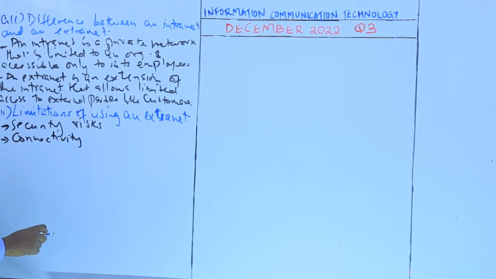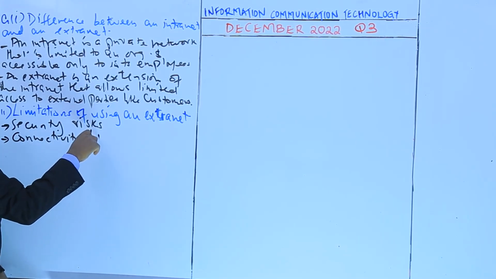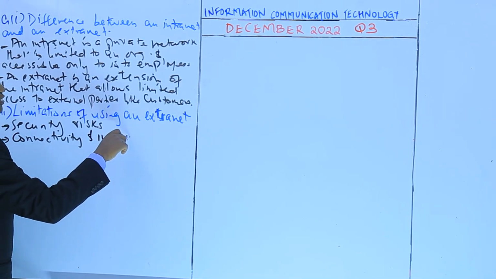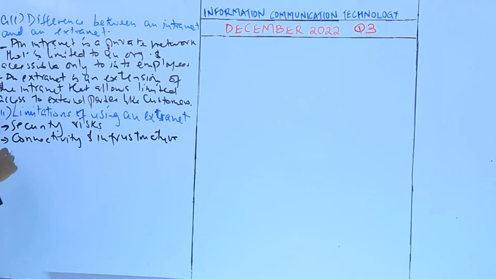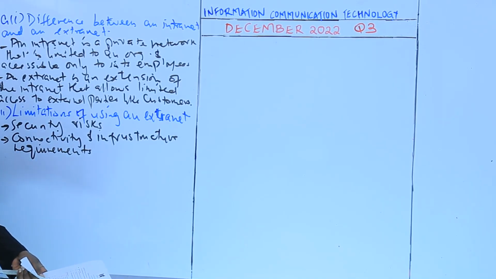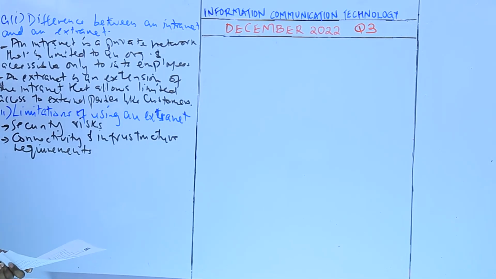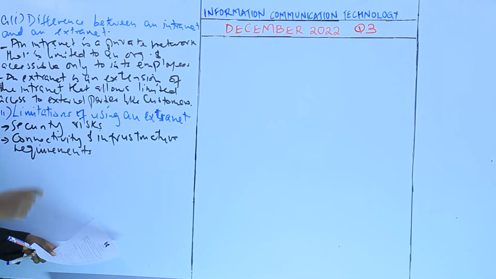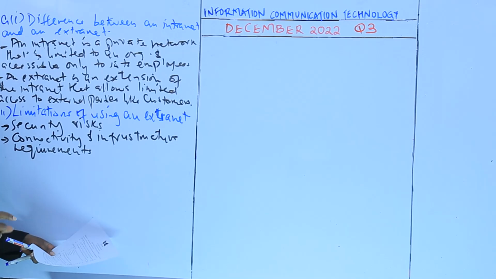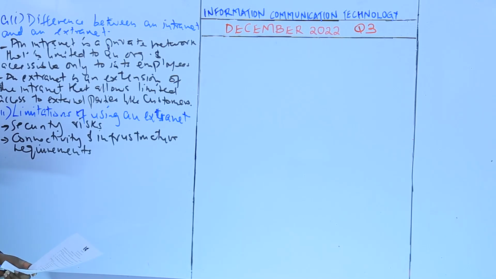That could be another disadvantage or limitation. Connectivity and infrastructure requirements. Extranets require reliable internet connectivity and proper infrastructure to facilitate communication between the organization and the external parties, and that may involve additional costs for network setup, maintenance, and also security measures.